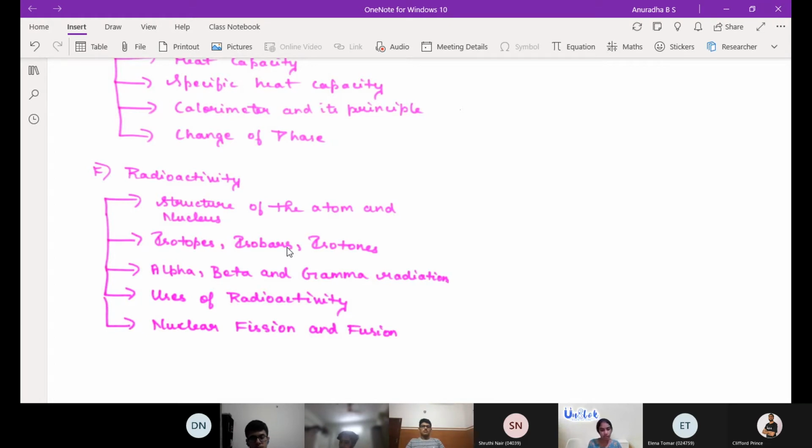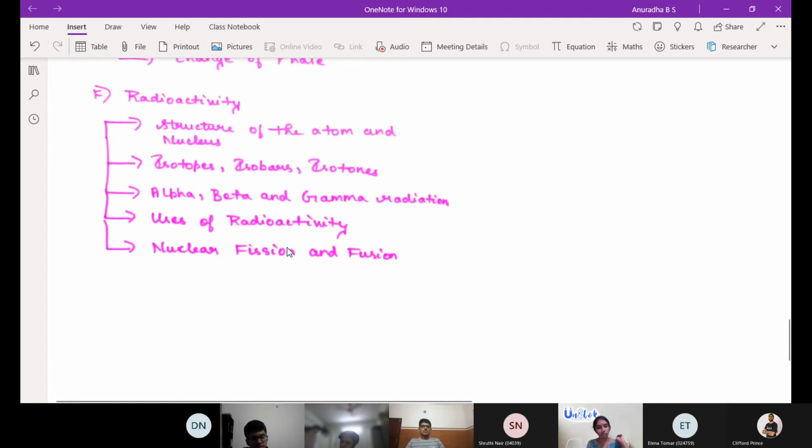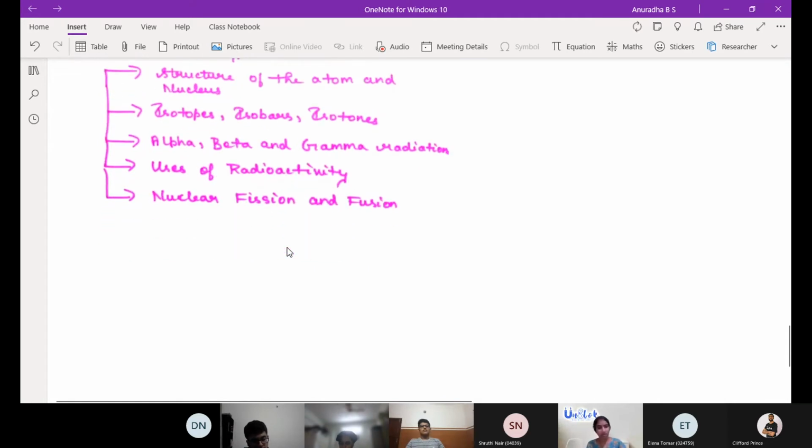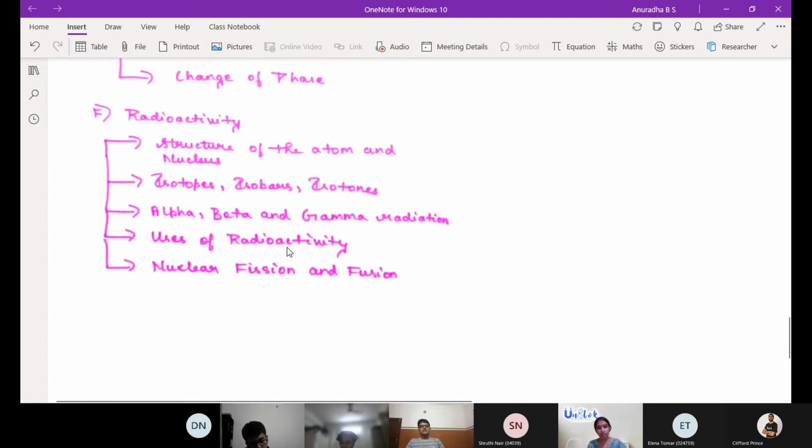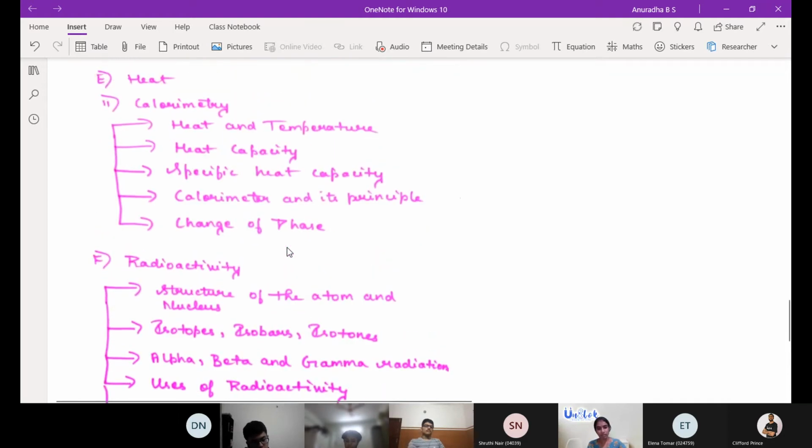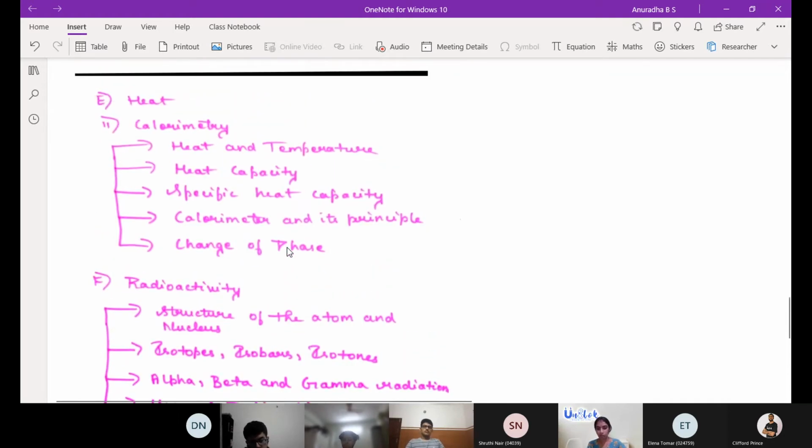So these are the things which you are going to do in your 10th standard. The basics, whatever I told, I'm not asking you to memorize something or anything like that.